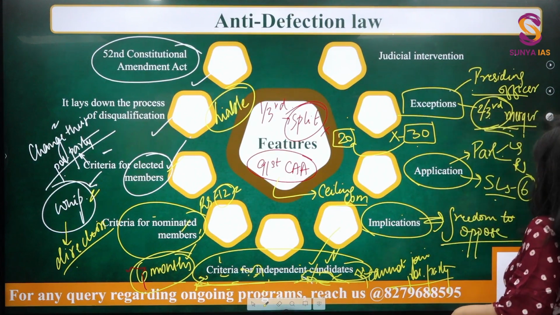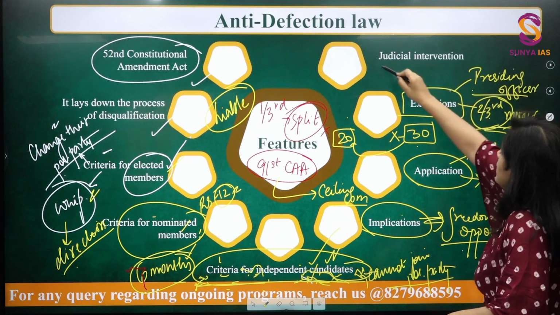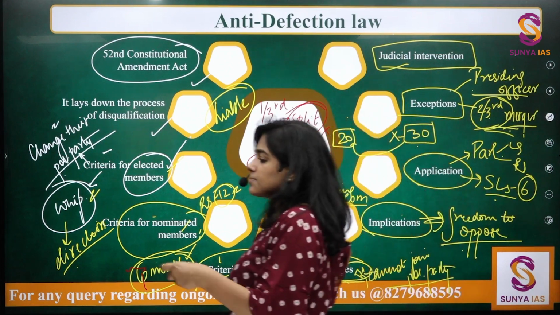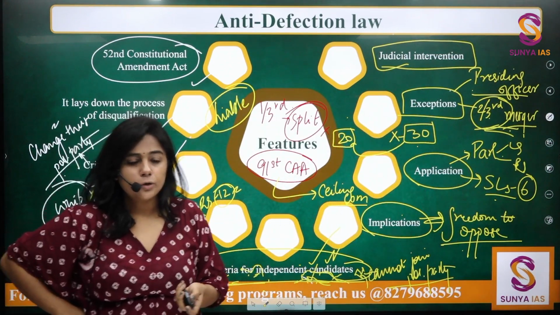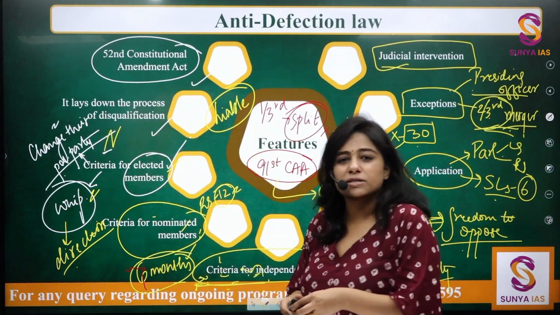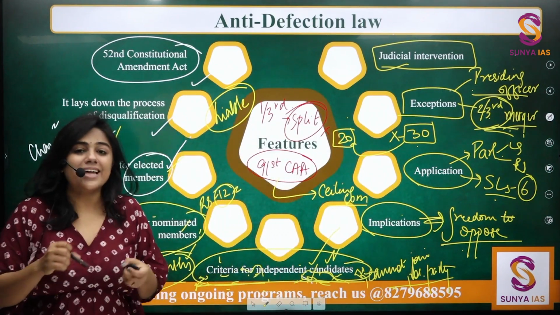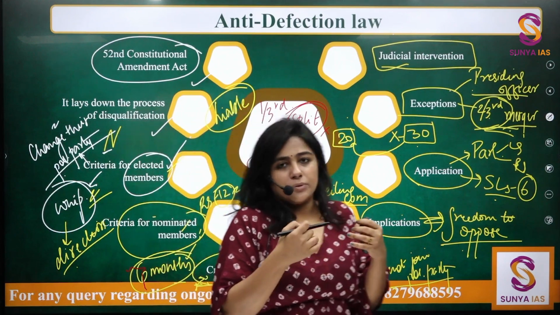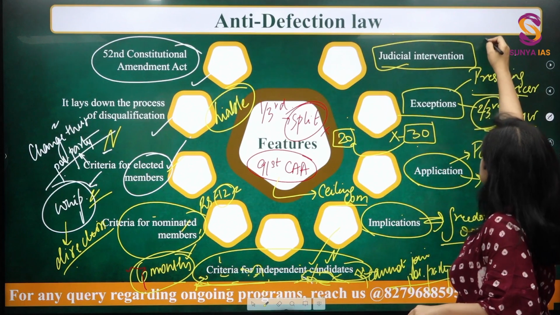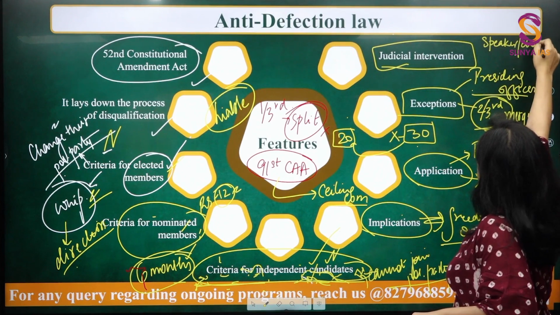Fine. The last feature is, and this is very important, who will get to decide whether this person should be disqualified or not? How will you decide? So this is very clear. If someone has changed party, it is very clear, changed party, gone. But how will it be clear that this person has violated the whip? Who is the deciding authority? The deciding authority is the speaker or the chairperson of the Rajya Sabha.